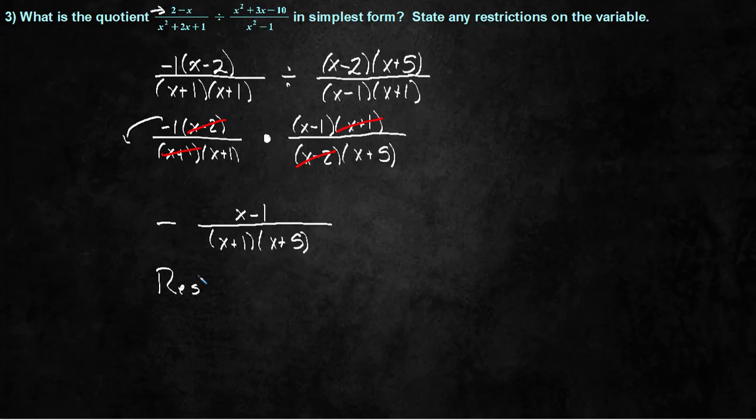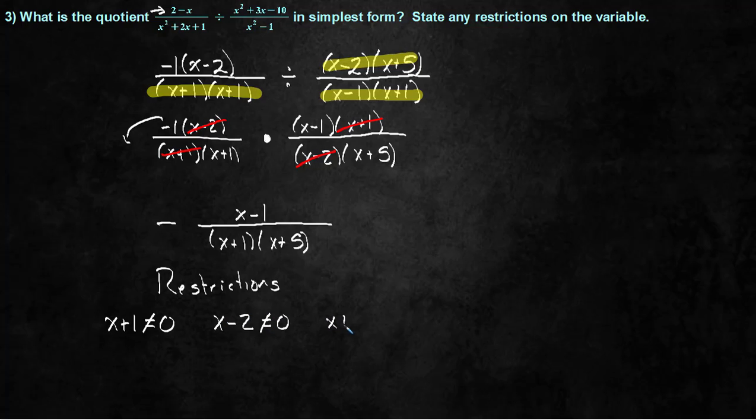And then we're going to go through our restrictions. So again, the restrictions come from the first denominator and anything in the second fraction. And the only reason it's all of that this time is because we are dividing. If it was multiplication, it would just be the denominators. So I have x plus 1, and that's used several times, so I'm only going to list it once. I have x minus 2 can't equal 0, x plus 5 can't equal 0, and x minus 1 can't equal 0.